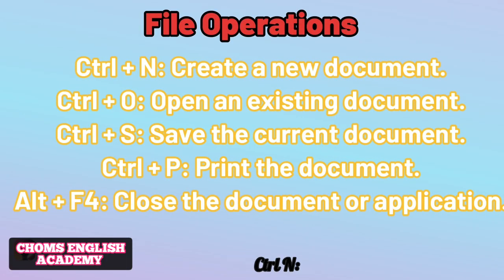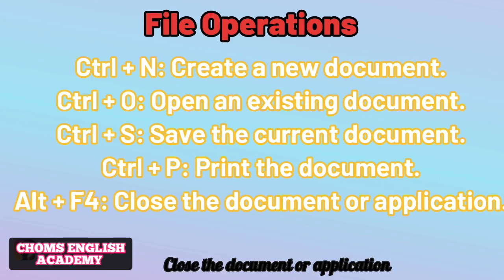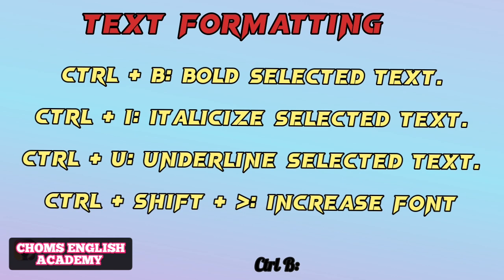Shortcut keys for MS Word. File operations: Control N, create a new document. Control O, open an existing document. Control S, save the current document. Control P, print the document. Alt F4, close the document or application.